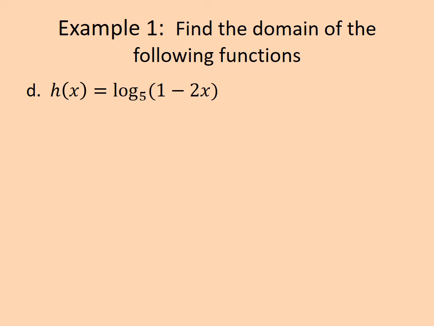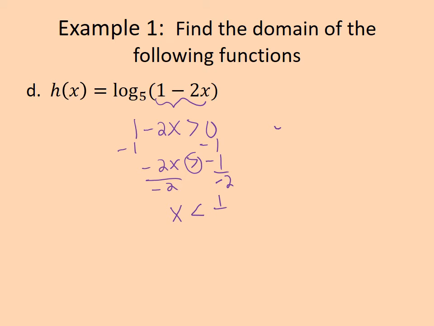This is our first example that contains a log. Inside of the log must be bigger than 0. So we must take 1 minus 2x is greater than 0 and solve for x. So once again, I'm going to subtract 1. So I have negative 2x is greater than negative 1. Now I'm going to divide by negative 2. And remember, when you divide by a negative, you must flip the sign. So I'm going to flip that sign. So I have x is less than 1/2. So our domain, in inequality notation, is x is less than 1/2. In interval notation, it's negative infinity to 1/2, parentheses.